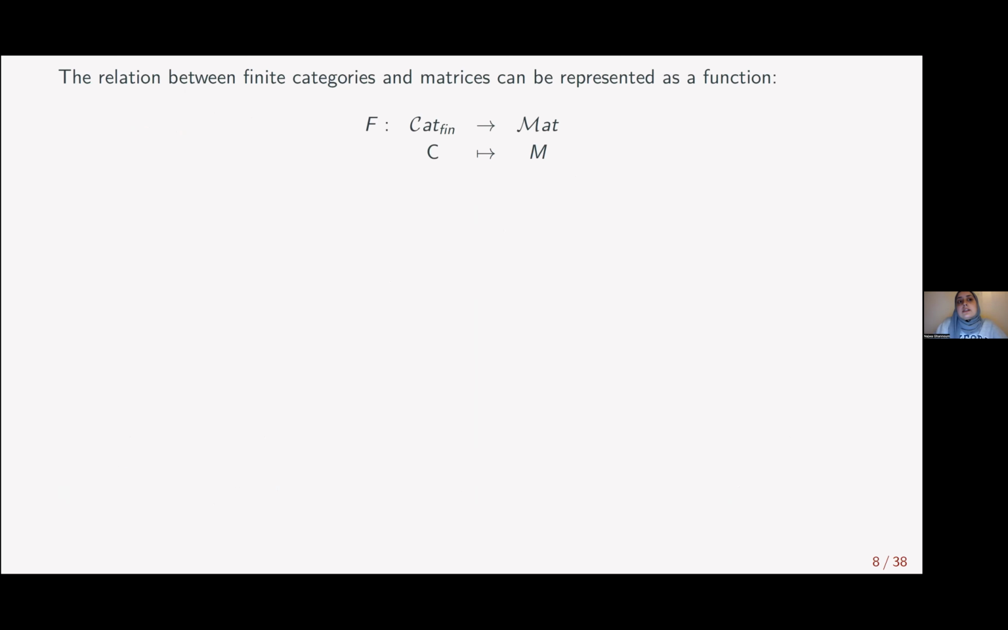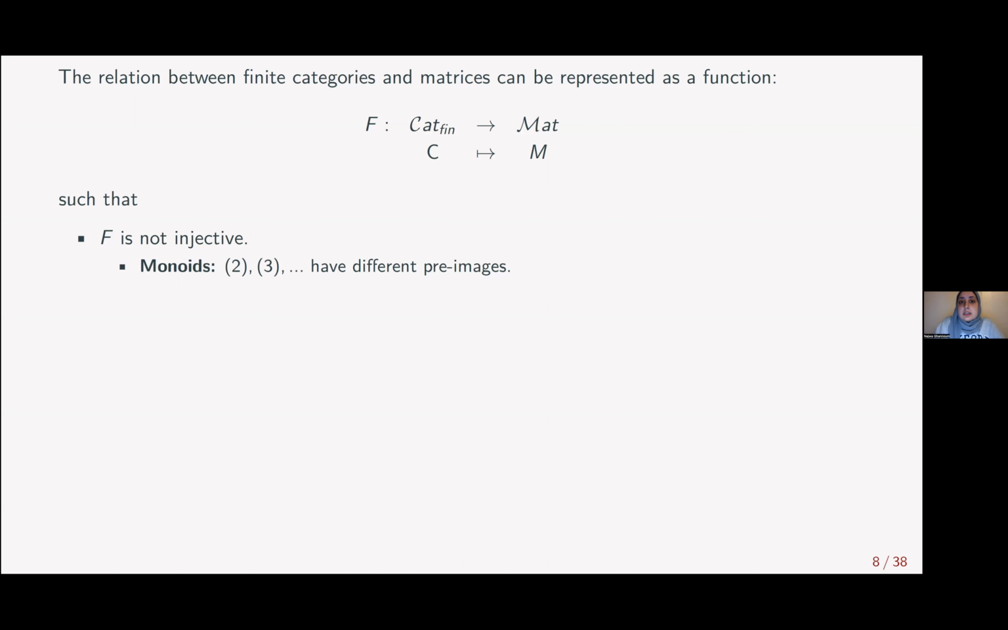And we can also see the relation between finite categories and matrices as a function between them, such that this function is not injective, because, for example, if we take the matrix of size 1 and two elements inside, it means these are monoids because we have one object, and this monoid could have several categories. We could have several monoids with two elements or three elements.